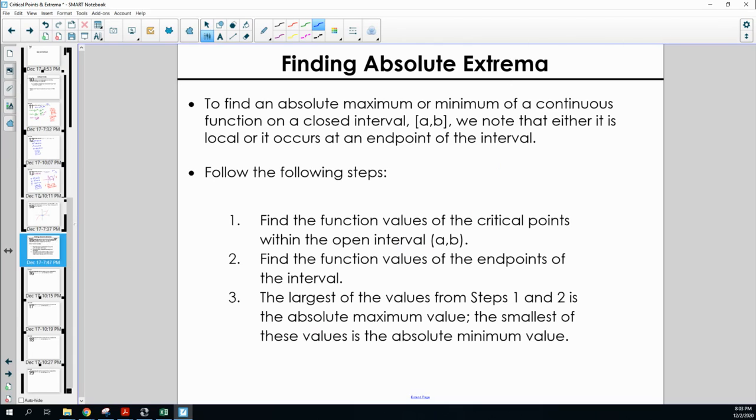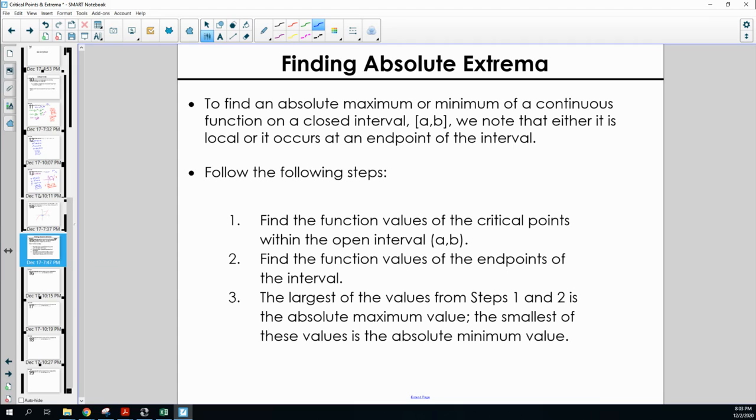Now we're going to look at how we actually find absolute extrema when we're looking at a function. To find an absolute max or min of a continuous function on a closed interval a to b, we note that either it is a local max or min or it occurs at an endpoint of the interval. Here are the steps that we're going to use. The first step is to find the function values of the critical points within the open interval, just like we did in the last examples. Step 2, find the function values of the endpoints of the interval. We have to check our endpoints.